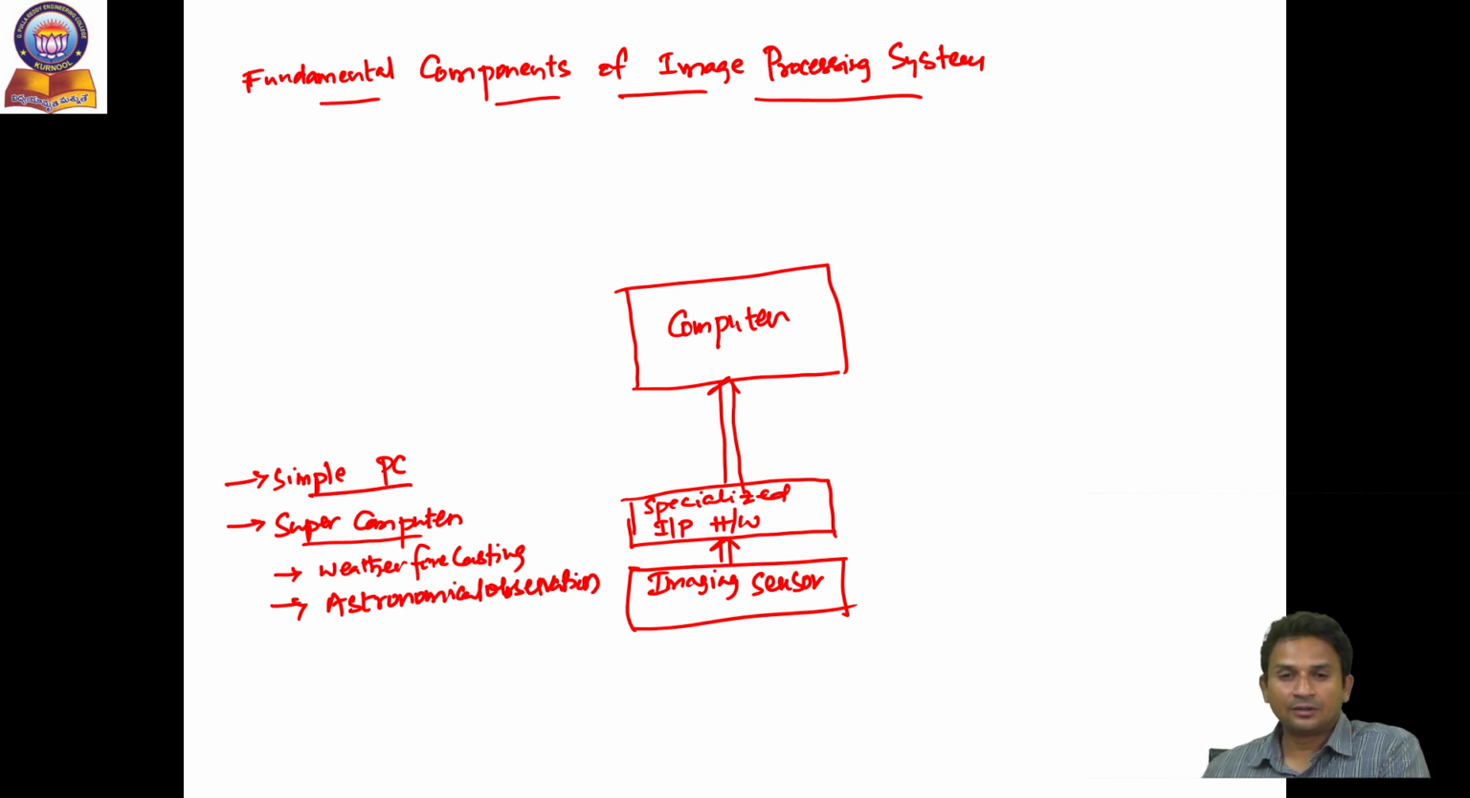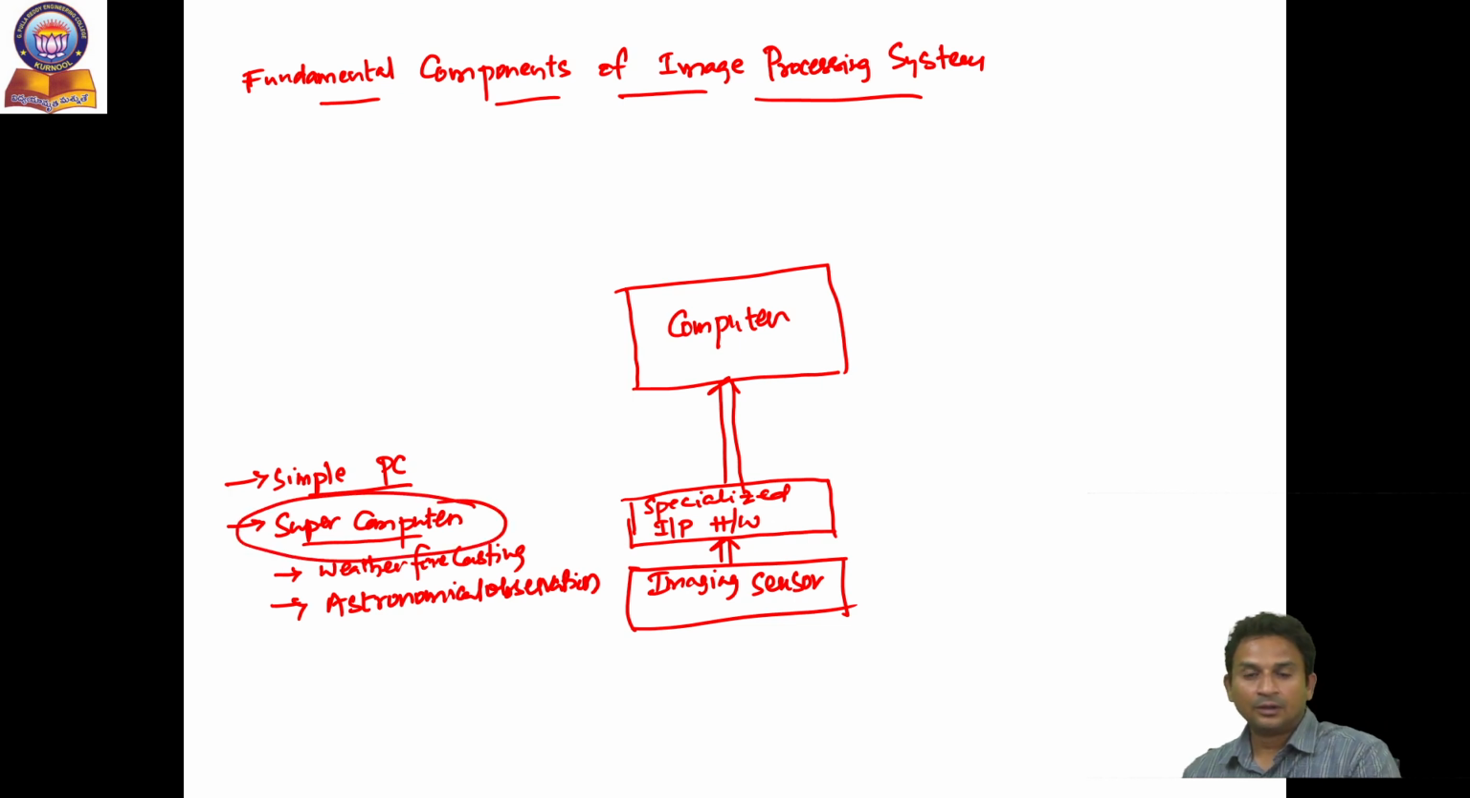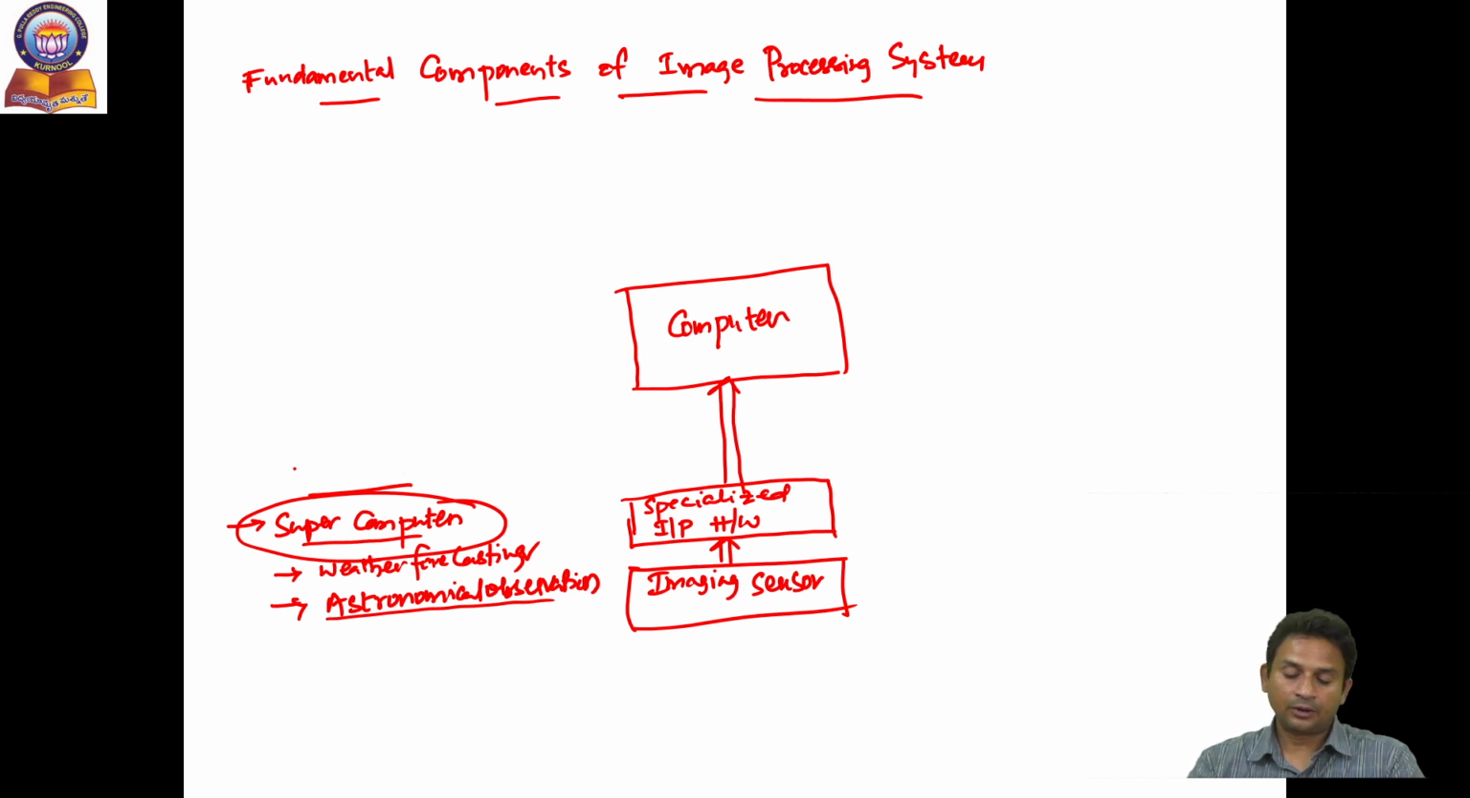In this case, one may need to use supercomputers, which will process the data at very high rates, or in real time, so that we get better predictions in the context of weather forecasting, and we get to know what is happening in the outer atmosphere during astronomical observations. So depending on the application at hand, the computer can range from a simple PC to a supercomputer.